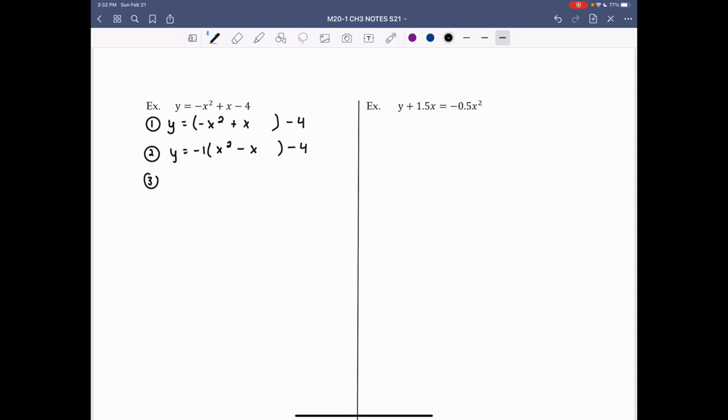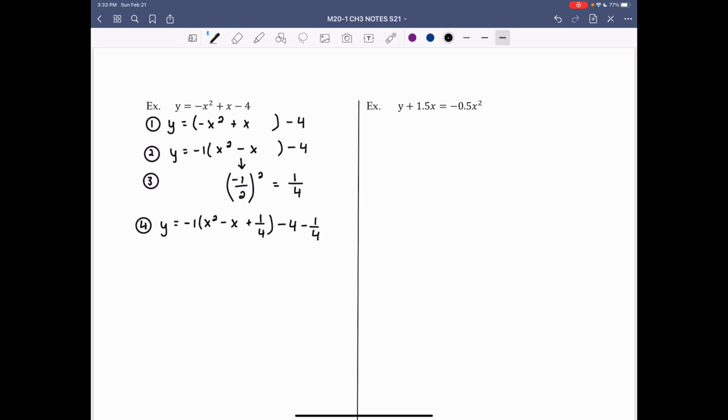Step 3, take the middle term, which is -1, divide it by 2, and square it. That gives us -1 squared is +1, and 2 squared is 4, so 1/4. Step 4, put that number into the equation, y equals -1 bracket x squared minus x, add it inside, plus 1/4, close the bracket, minus 4, and then subtract it outside, minus 1/4.